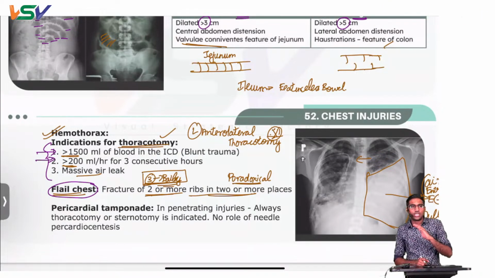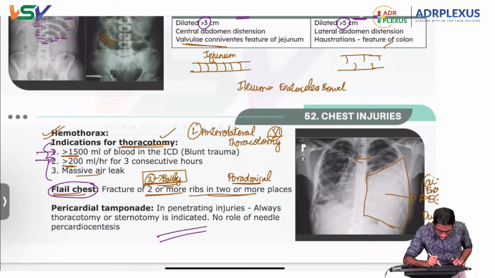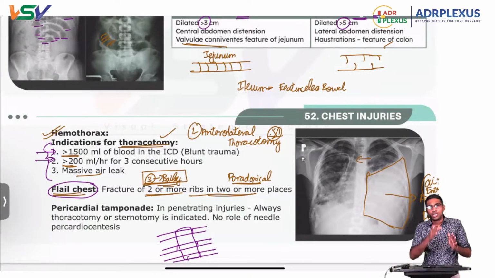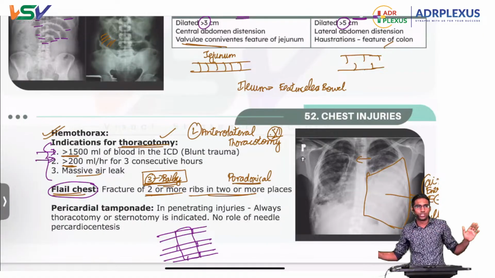And it should be the adjacent ribs only, it should be continuous ribs. So rib 1, 2, 3, this portion and this portion, this entire segment will become a flail segment. It should be continuous ribs, not first rib, fourth rib, sixth rib.